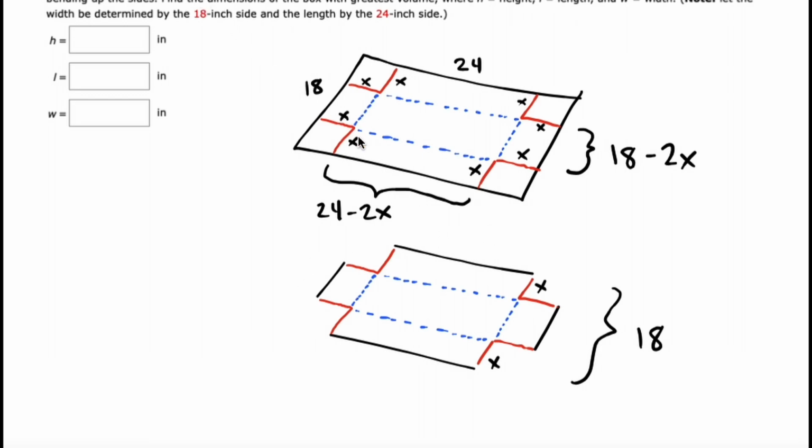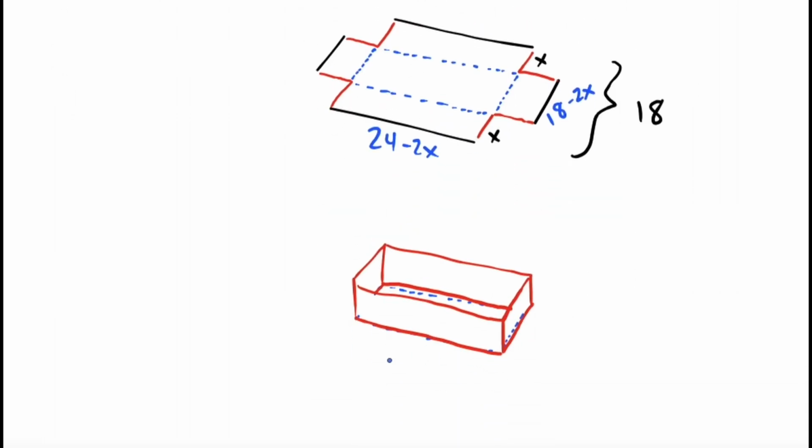So that means that this section must be 18 minus 2x. And then this part would be 24 minus 2x. So our final dimensions: 24 minus 2x, 18 minus 2x, and then the height of the thing is x. Talking about the part that got folded up being x.